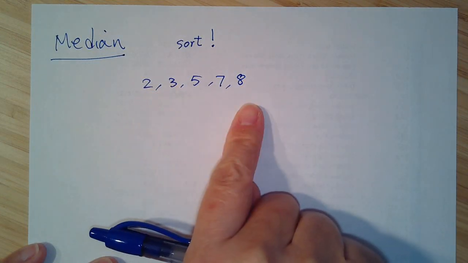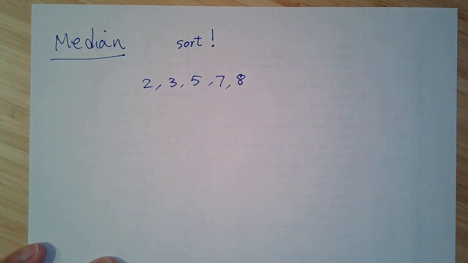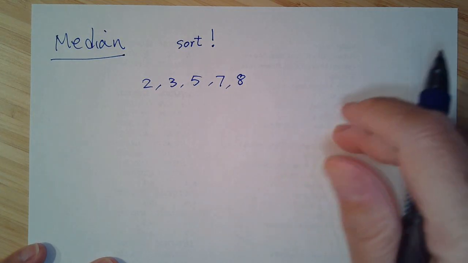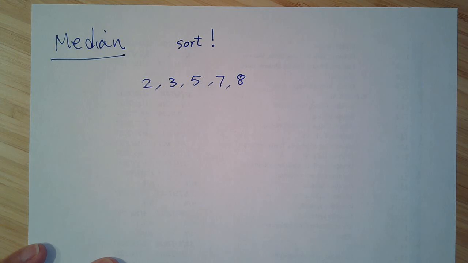So I already sorted. But sometimes when you see the data set is not sorted, then you have to sort, because you can't just go to the middle, find the number, and stay in the middle. You have to sort first, then get the number in the middle. That's the right way to find a median.